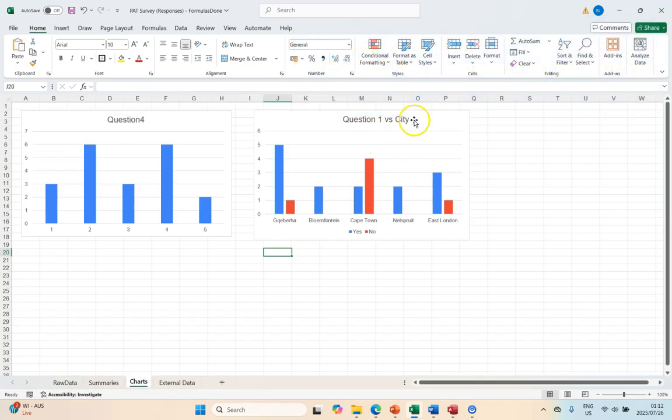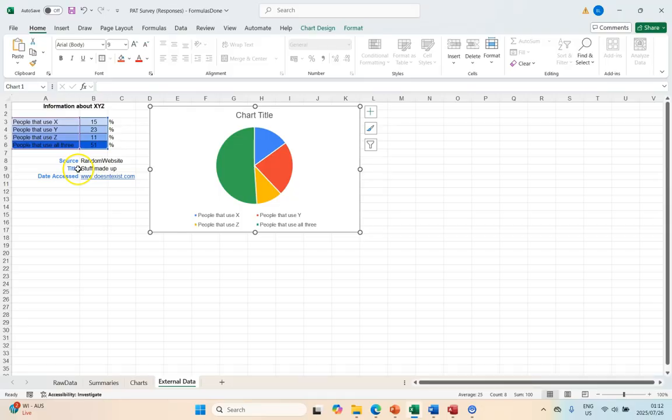Like we did here, we looked at the city versus their opinion on question one. So you need to incorporate stuff that relates to your focus question, to your data, to what you are trying to find out. Another option is to look at your external data. There you might generate a chart from your external data that you added to your spreadsheet, and maybe there's some information over here that you can find. For example, you can say the majority of people have all three, where half of the people will only do one or the other. So you can talk about whatever this means in the context of your investigation.